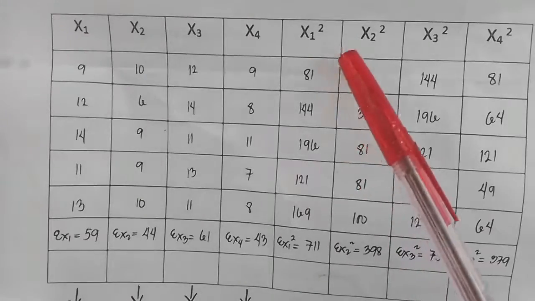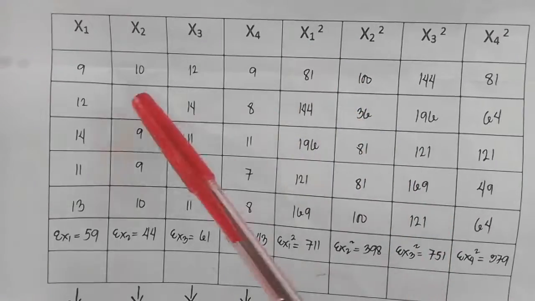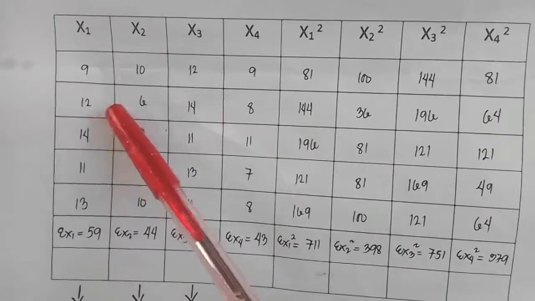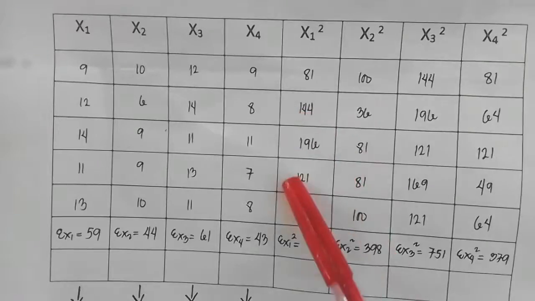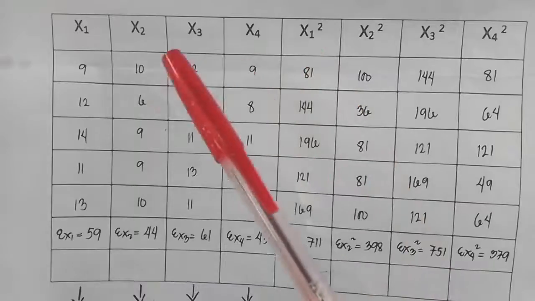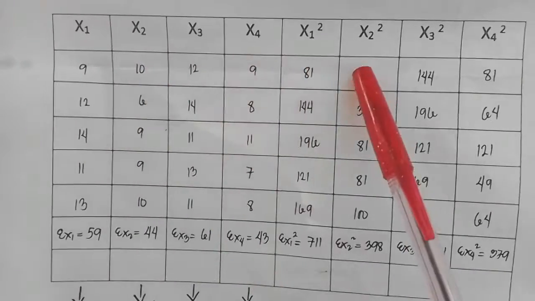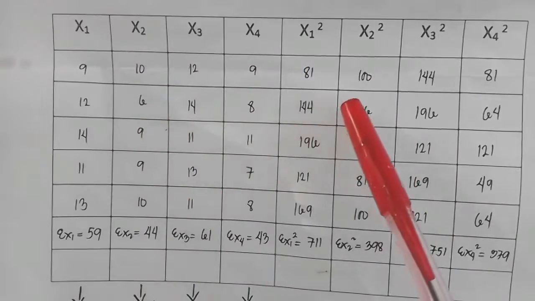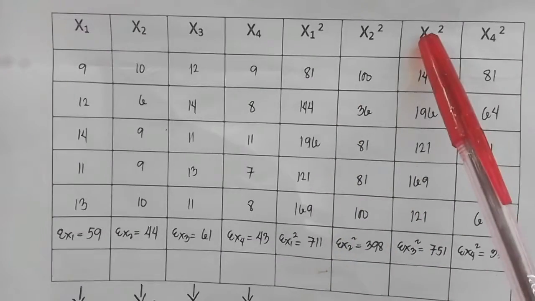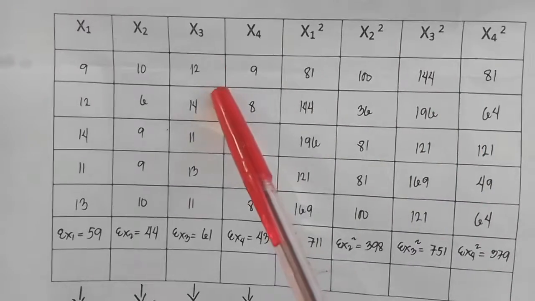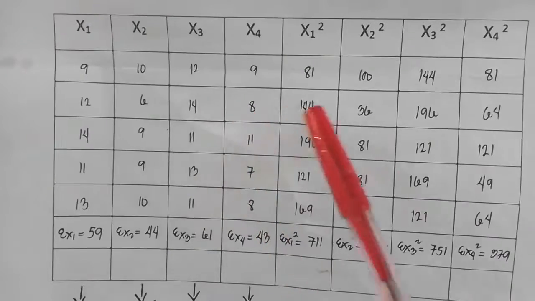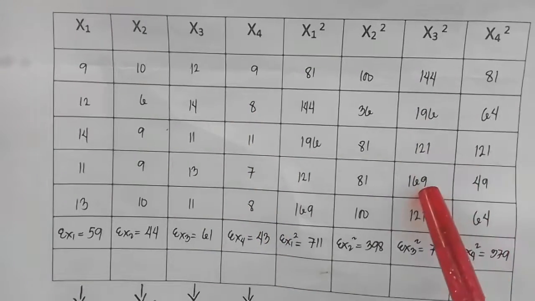Next, get the squared of x sub 1. For example, 9 times 9 equals 81. 12 times 12 equals 144, and so on. Next, get the squared of x sub 2. For example, 10 times 10 equals 100. 6 times 6 equals 36, and so on. Next, get the squared of x sub 3. 12 times 12 equals 144. 14 times 14 equals 196, and so on.